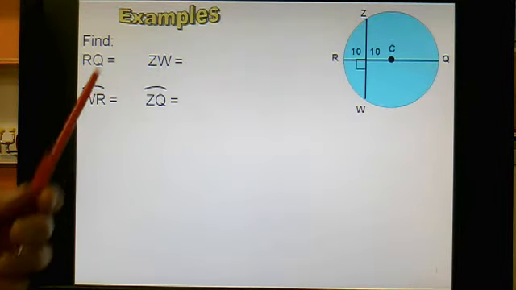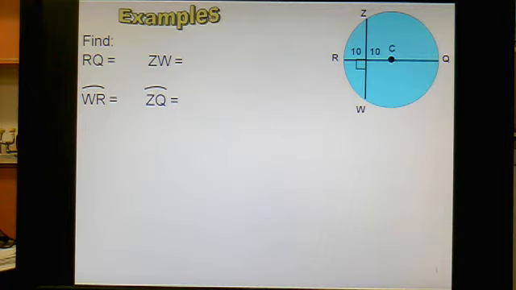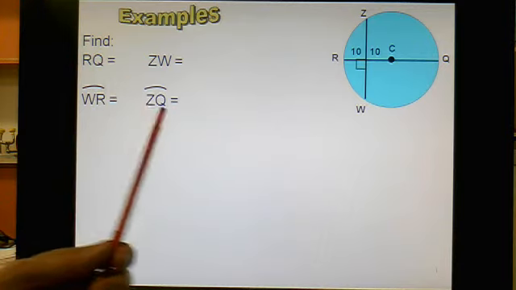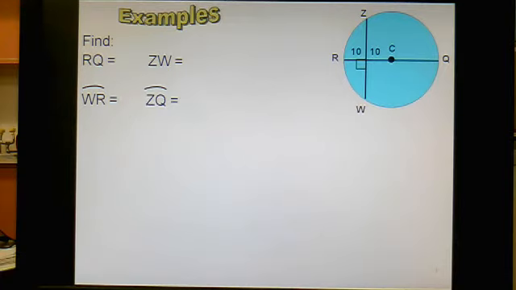So I got 4 things I want you to try to find on this one. The last 2 are arcs. You can put your little arcs on here. These are both degree measures. Looking for degree measures. It's a great time to pause and attack this.